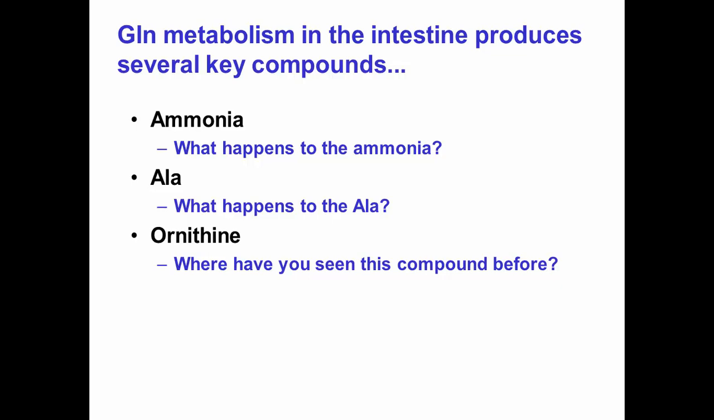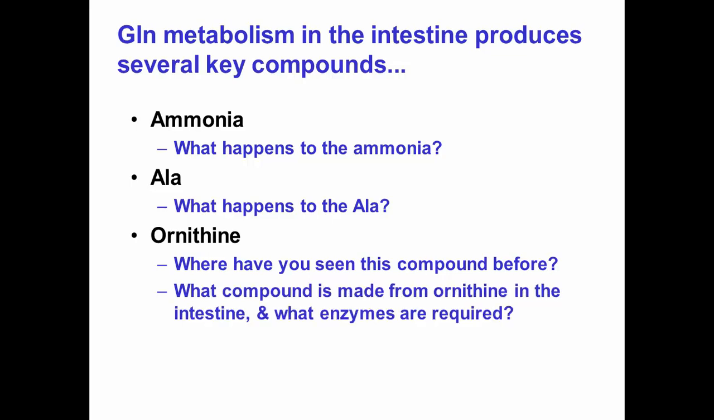We've said where we've seen it before is in the liver, in the urea cycle. What compound is made from ornithine, right? Citrulline. And what enzymes are required? You've got to think back to all of the steps that are needed to help you know how that works.